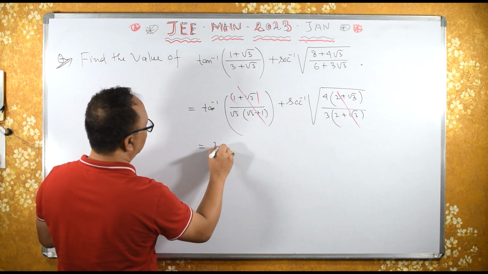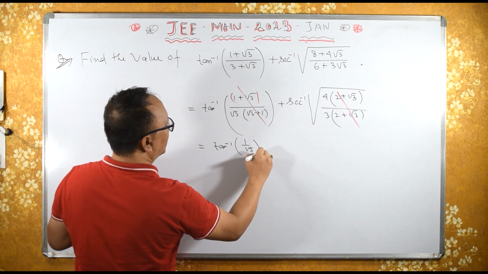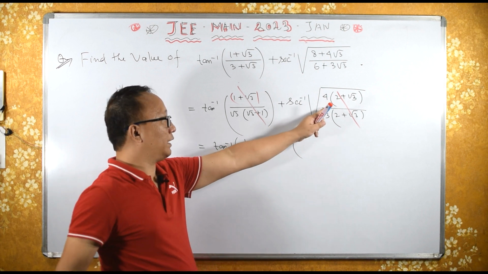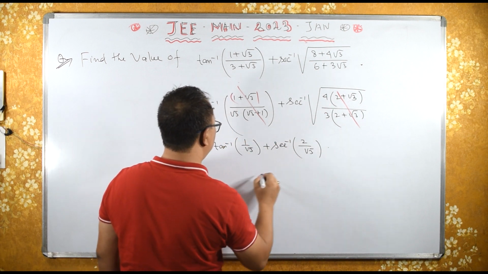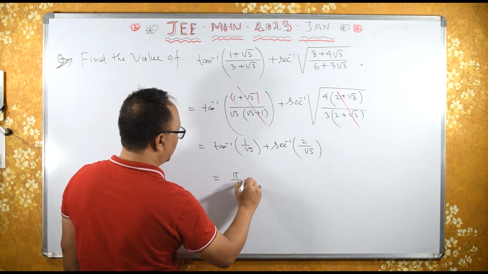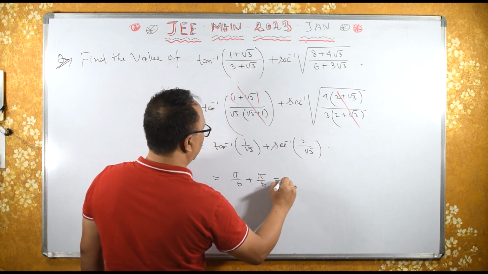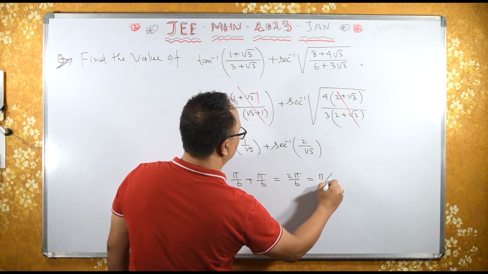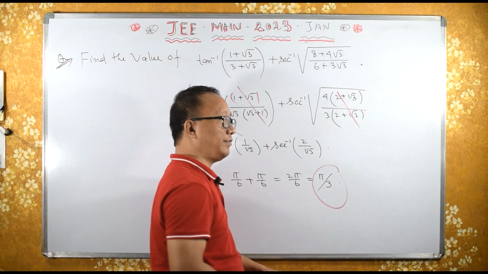What we have? Tan inverse 1 by root 3 plus sec inverse square root of 4 upon 3, okay? Square root of 4 is what? 2. So 2 upon root 3. Tan inverse 1 by root 3 is what? Pi by 6. Sec inverse 2 by root 3 is what? This also is pi by 6. So this is 2 pi by 6, which is what? Pi by 3. This is the required answer.